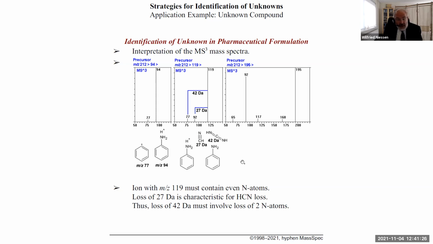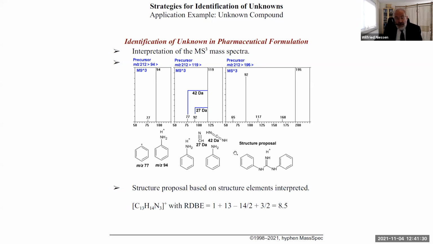And then we basically come up with a whole story, and we can glue everything together and make a structure proposal, as we have done here. And from this structure proposal, I of course calculated the elemental composition and calculated the RDBE, which is consistent with what I show here.